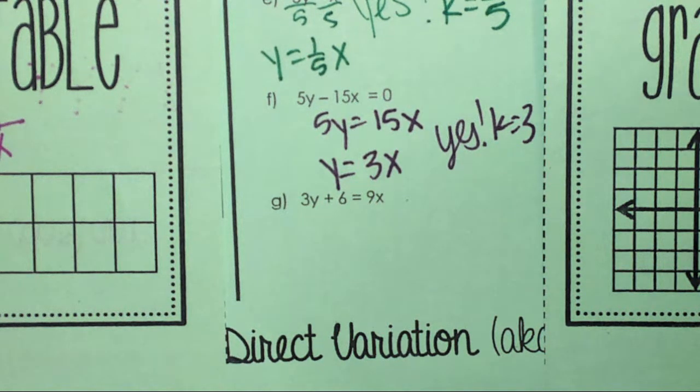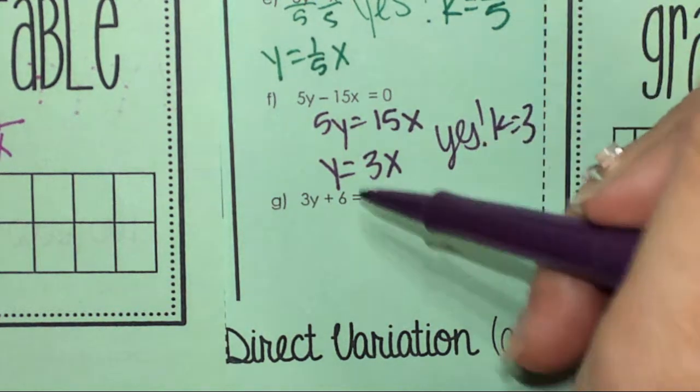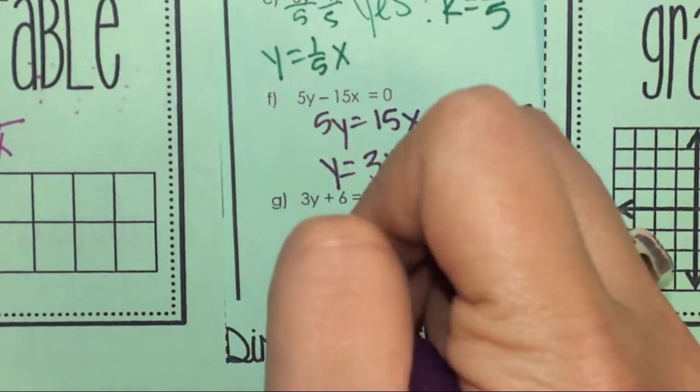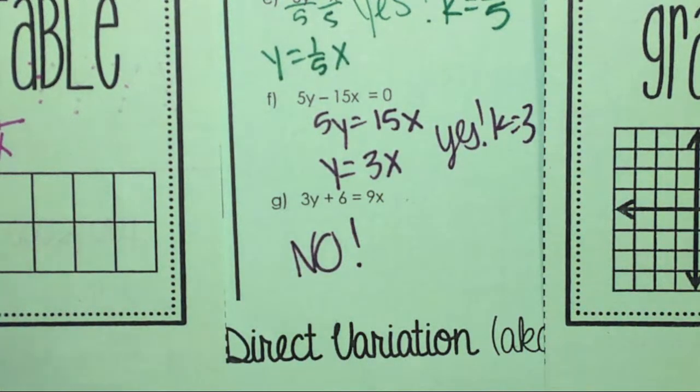Does anybody have any questions? Okay, what do you think about the last one? No. Why? It has a plus. It is a +6, right? It is a constant. So it can't have a constant. For it to be a direct variation, it can't have a constant.